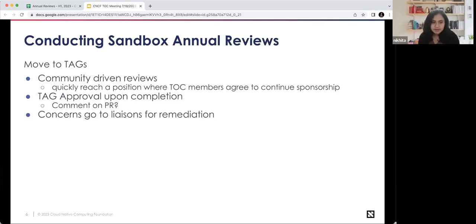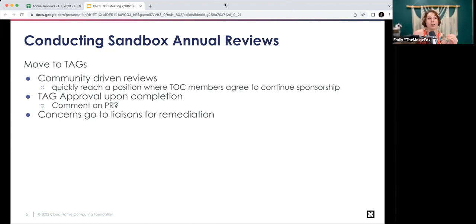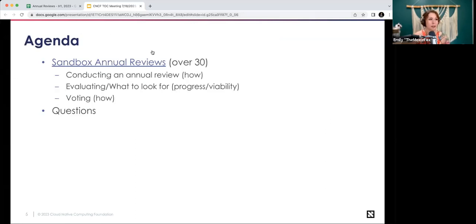Do we want to talk about mapping areas of the landscape to TAGs now, or do you want to move that to later in the discussion today? We could probably go ahead and get started with that. So let's figure out, let me go back a slide.